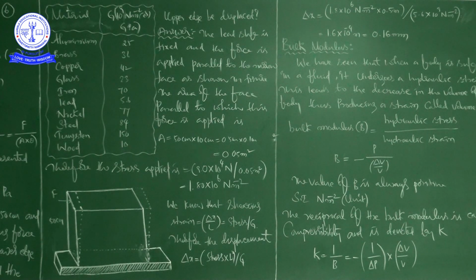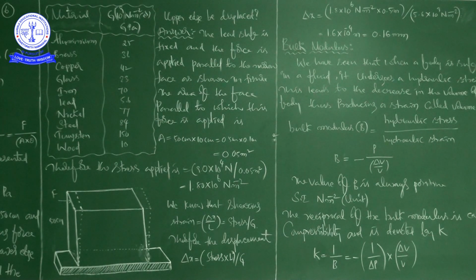There is a negative sign, no? This negative sign indicates the fact that with an increase in pressure, a decrease in volume occurs. That's why B is always positive. See here, if P is positive, delta V is negative. That is what I am saying: the negative sign indicates that with increase in pressure, decrease in volume occurs.